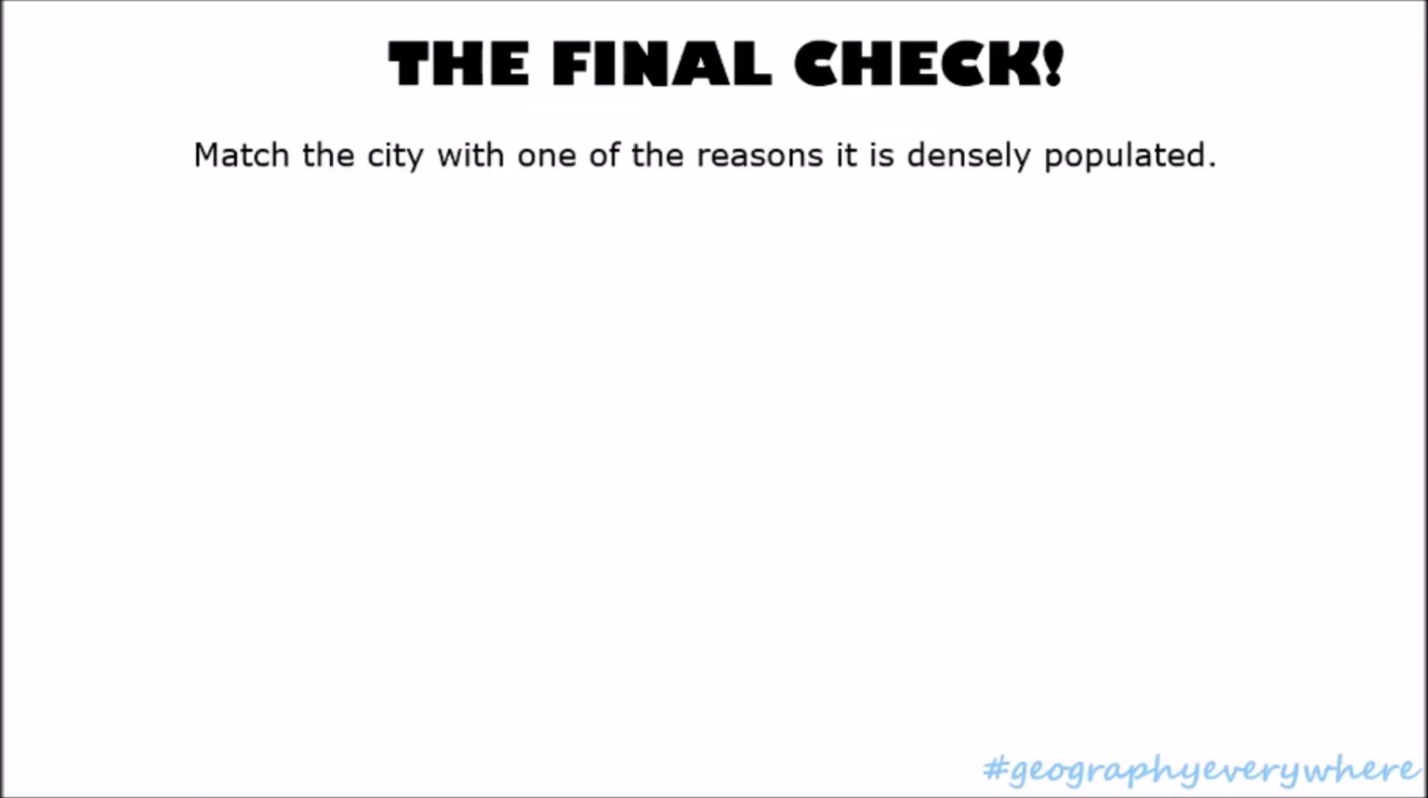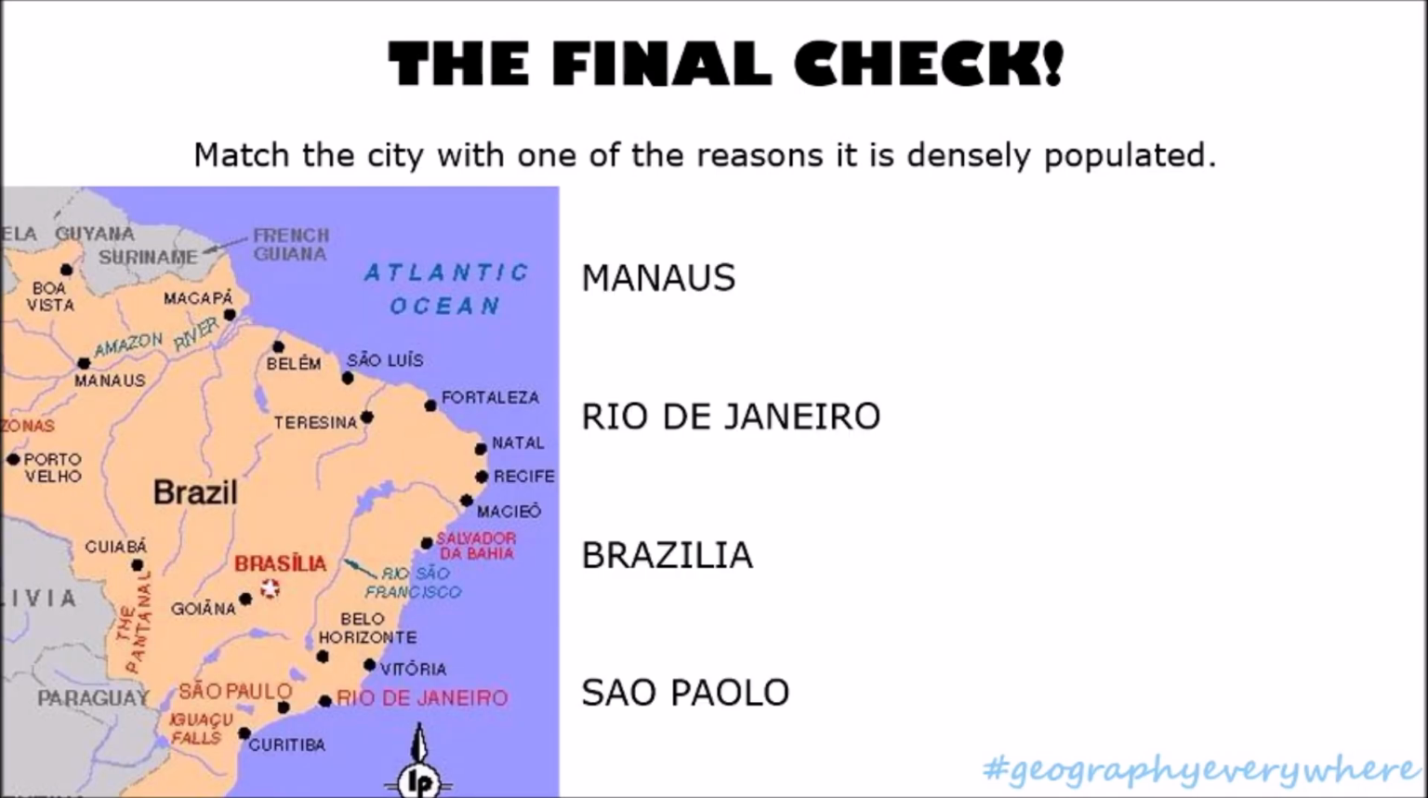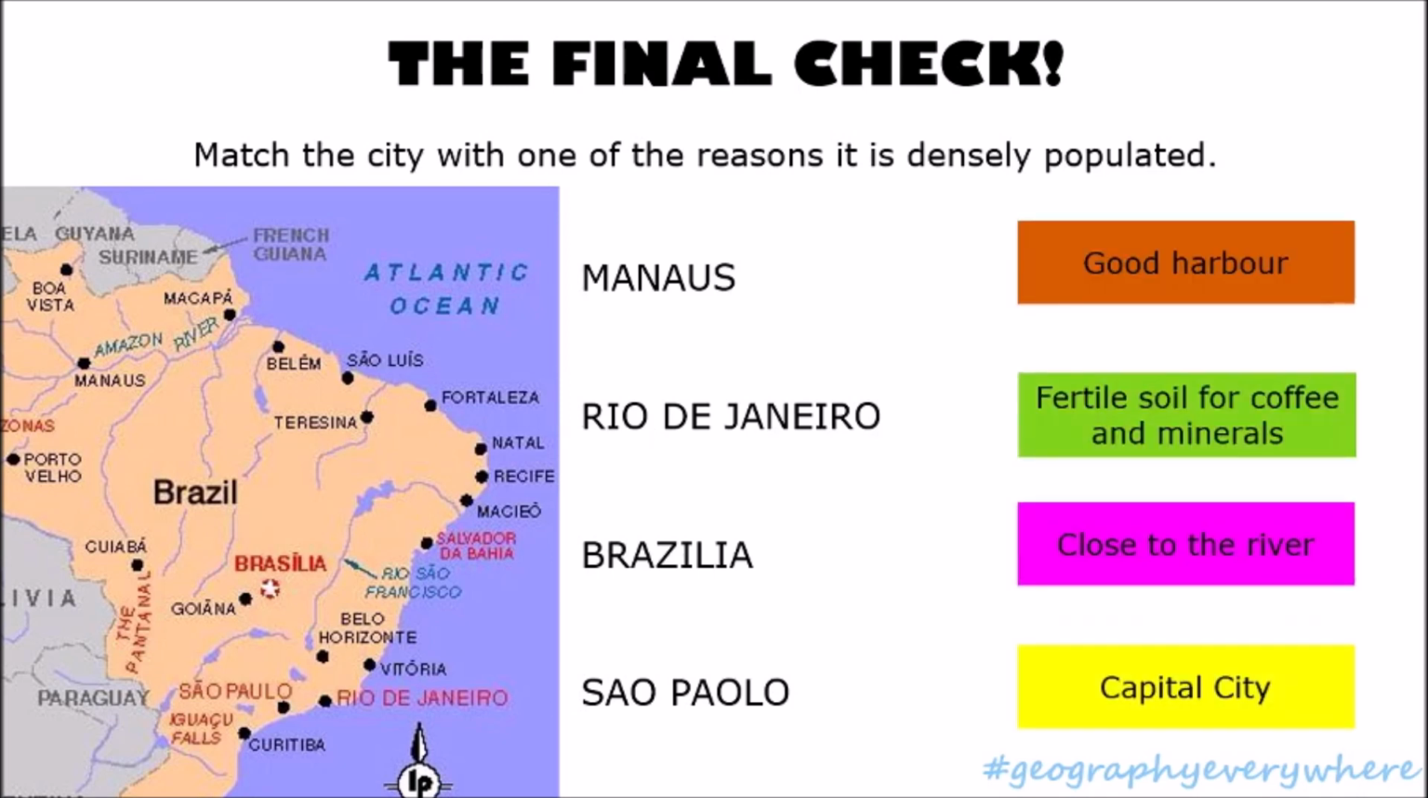Final check. Match the city with one of the reasons it is densely populated. This map is there to help you. The four cities are Manaus, Rio de Janeiro, Brazilia, and Sao Paulo, and these are the reasons. Pause the video and allow yourself 2 minutes to work them out. When you're done, press play and check your answers.